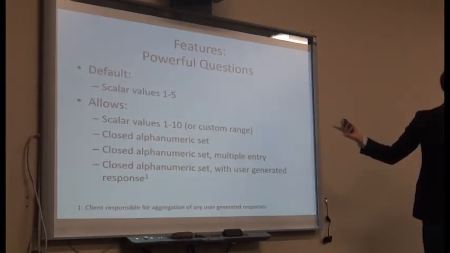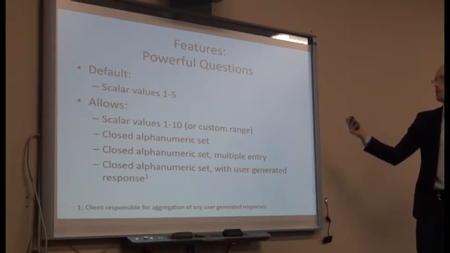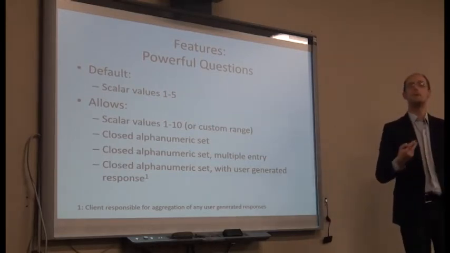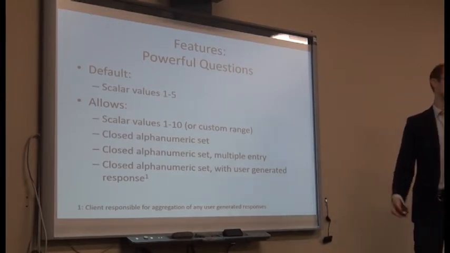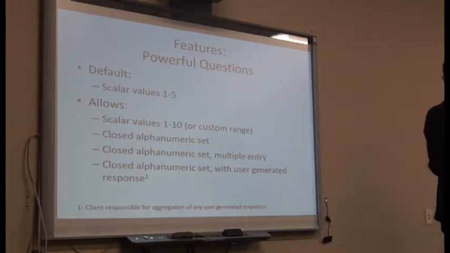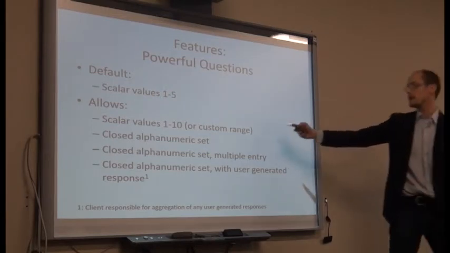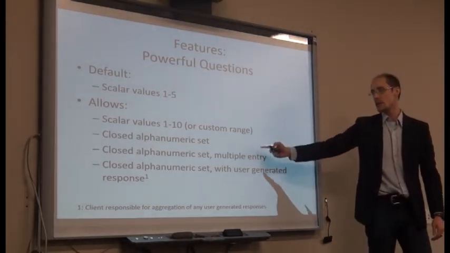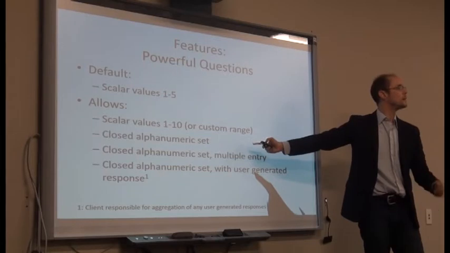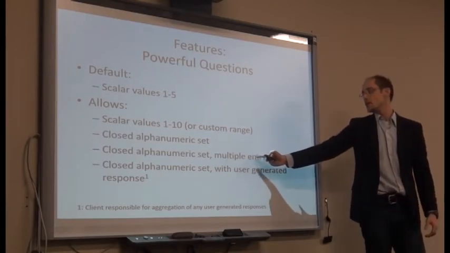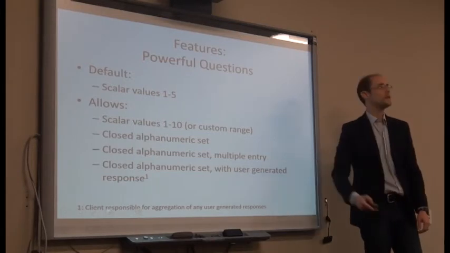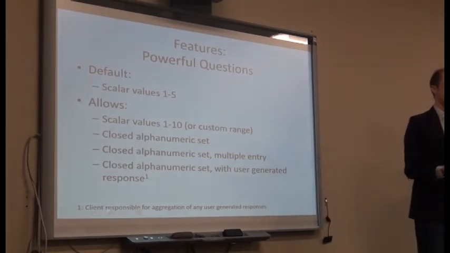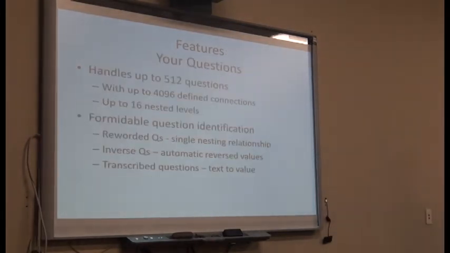We have powerful question sets. Now, our default for the questions are scalar values from 1 to 5. You will simply say how much you like or dislike something. But depending on your questions, we can do different scalar values to a custom range. We can do a closed alphanumeric set, choose A, B, C, or D. We can do those and allow multiple entries. And we can even do those with user-generated responses, where you want to know your user's thoughts.